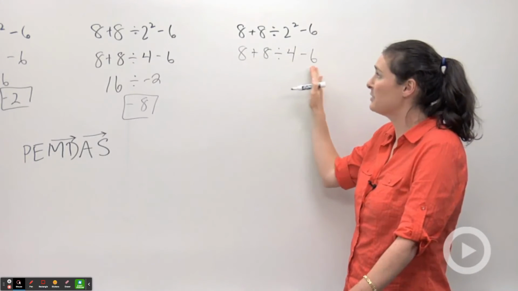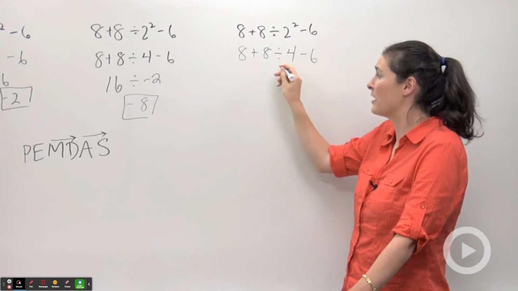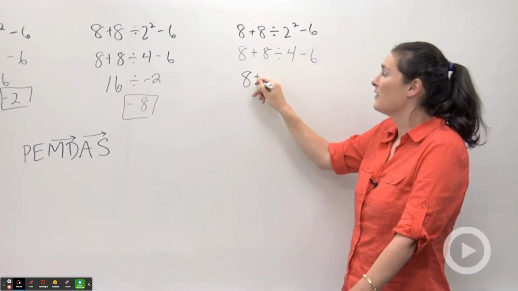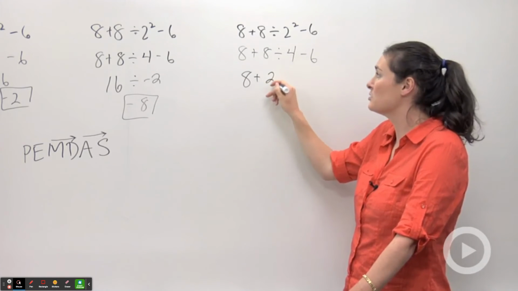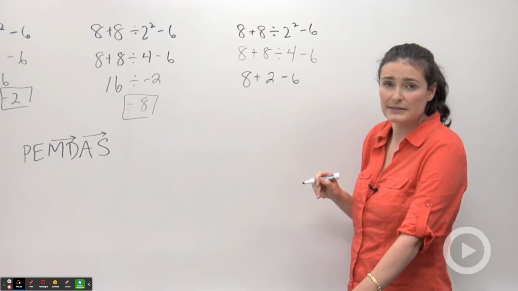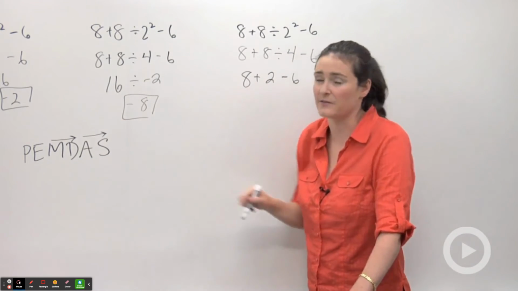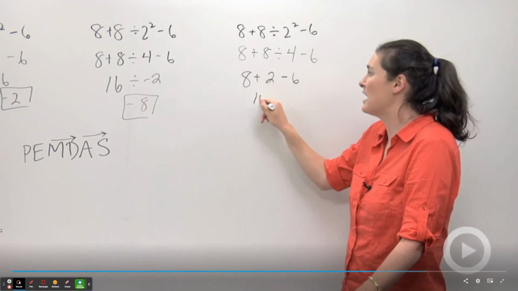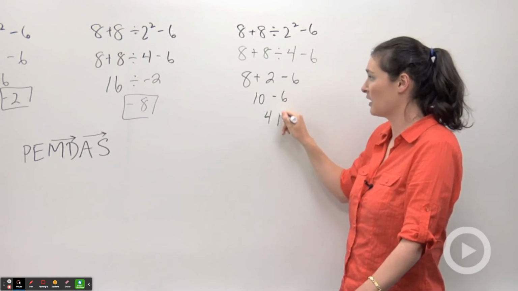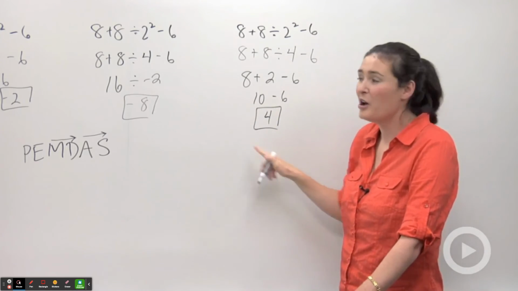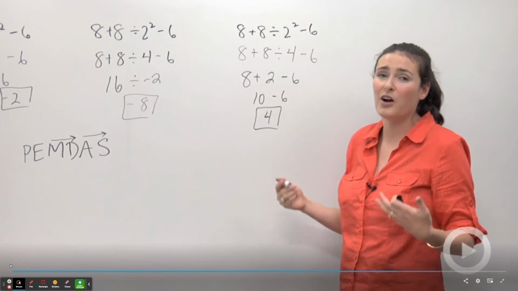Now I need to multiply and divide from left to right. So look for a multiply or divide symbol, and there it is right there. That first 8 stays the same. 8 divided by 4 is 2, and then take away 6. My final step is to do the adding, subtracting from left to right. So I'll have 10 take away 6, which is 4. This is the correct answer. Both of those people got it wrong. They did the right math, just in the wrong order.